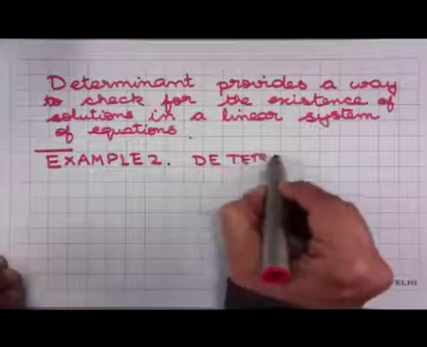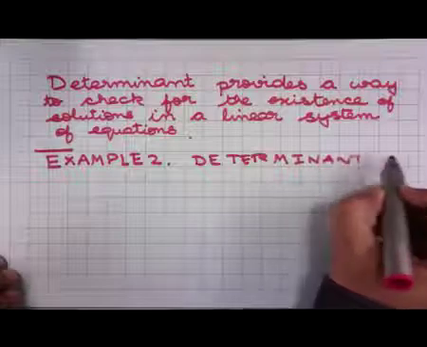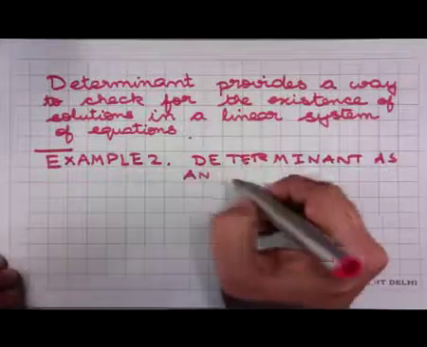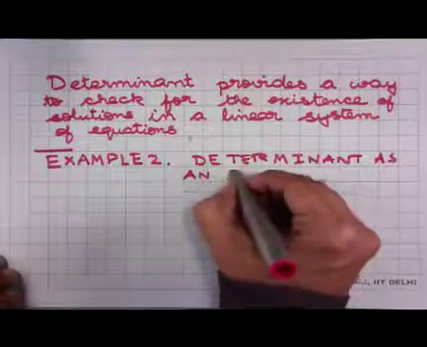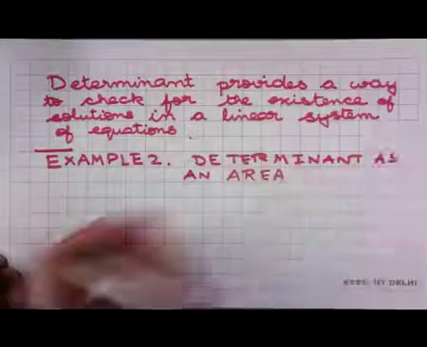So, the next example is a determinant as an area. The area is of a parallelogram which depends on the entries of the matrix.